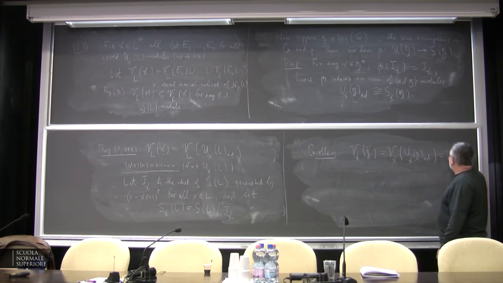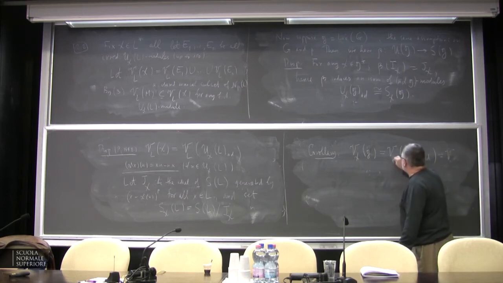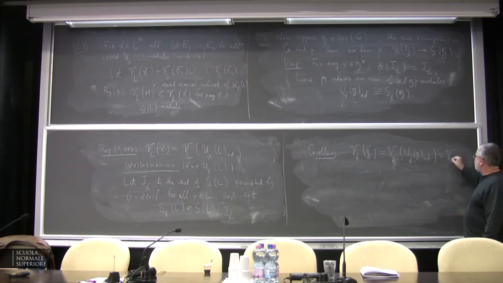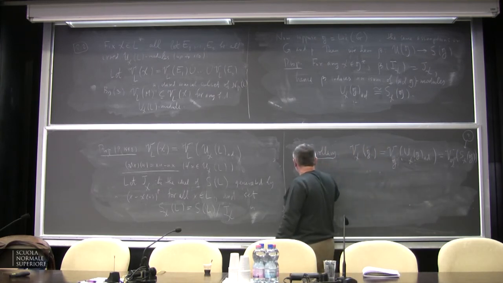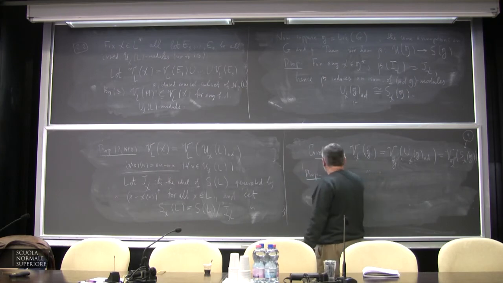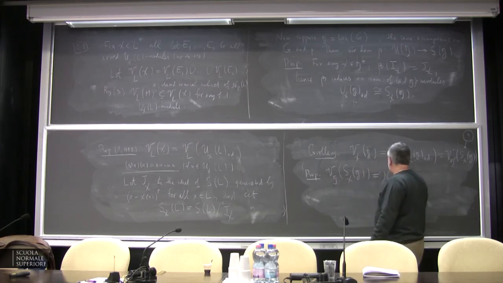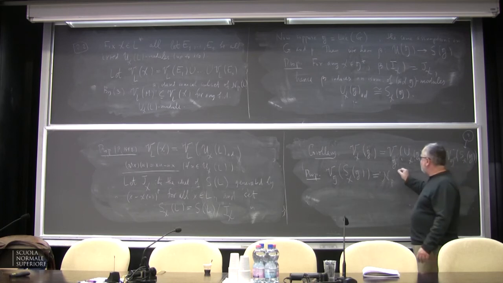And this is equal to the support variety of S_χ(G). Of course, this raises the question of what this thing is. It should be somewhat simpler than what we had before. Here we probably don't have time to prove this, so here we have a proposition. The proposition is that the support variety of this module, for any χ, is just again the nilpotent points, but not on G, just on the stabilizer of χ.